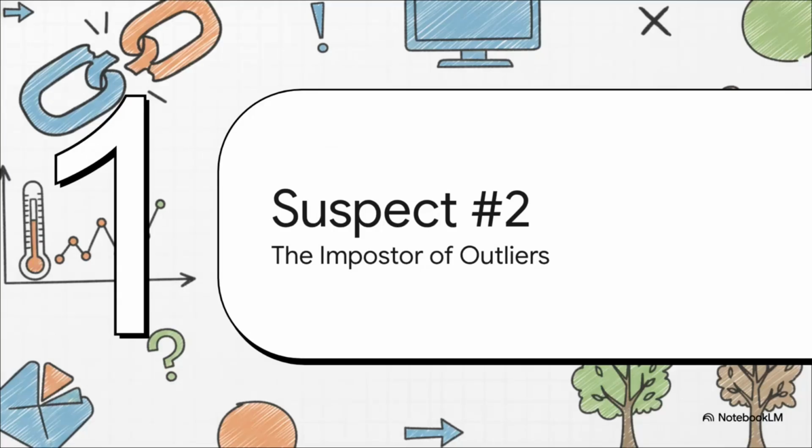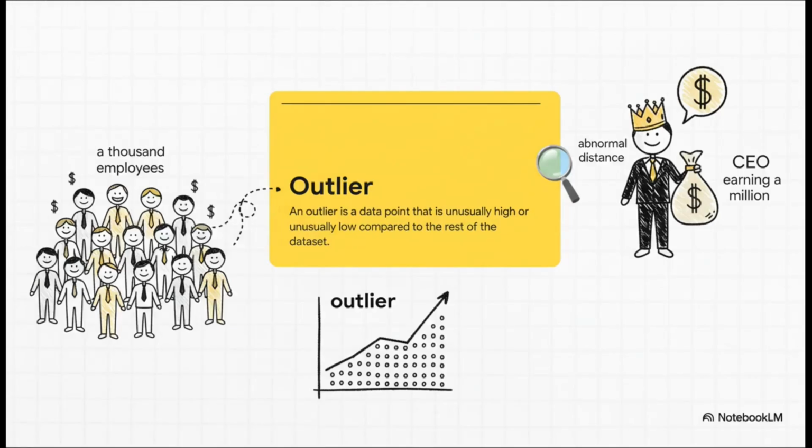Let's move on to our next suspect, a real master of disguise I call the imposter of outliers. Now, this is a data point that looks like it belongs, but its value is so extreme, so different from everything else, that it can throw off our entire analysis and point us in a completely wrong direction. Simply put, an outlier is just an observation that's an abnormal distance from the other values.